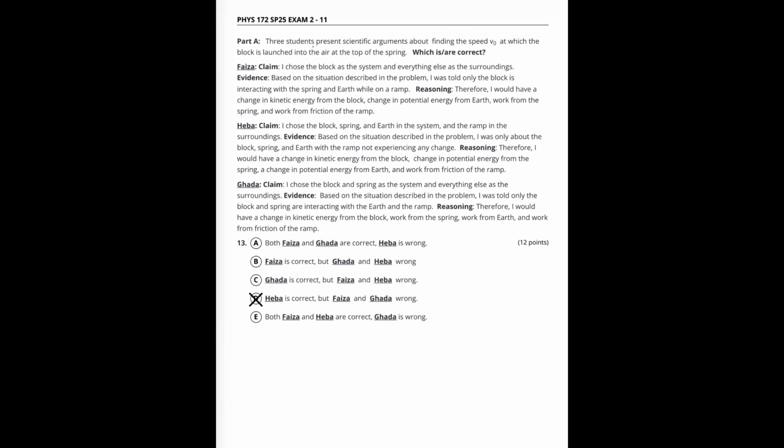Part A states: 3 students present scientific arguments about finding the speed v naught at which the block is launched into the air at the top of the spring. Which is/are correct? So our first claim, they choose the block as a system and everything else as the surroundings. Now let's look at the reasoning. They choose change in kinetic energy from the block, that seems right. Change in potential energy from the earth, no, because they choose the earth as the surroundings. So that would automatically make this statement incorrect. So statement 1 is incorrect.